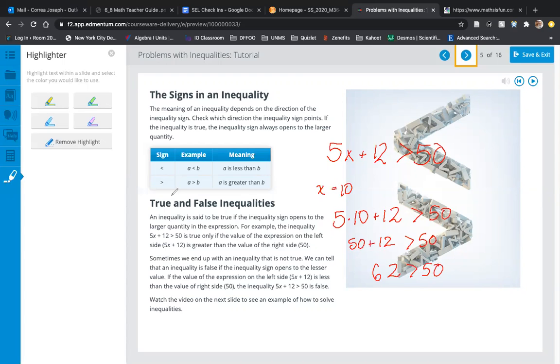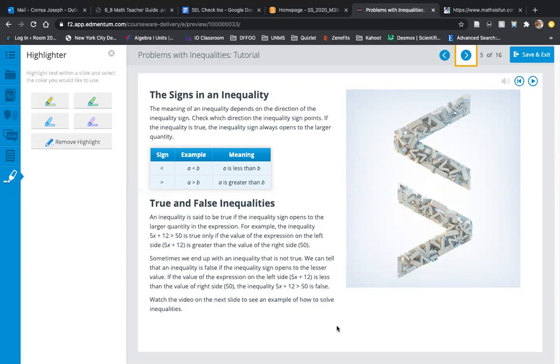So this is an example where I would say, okay, that is a true inequality because 62, remember, this sign always points towards the bigger number, is in fact bigger than 50. So that's a true statement. Now, on the other end, sometimes when we're dealing with inequalities, we see false statements.